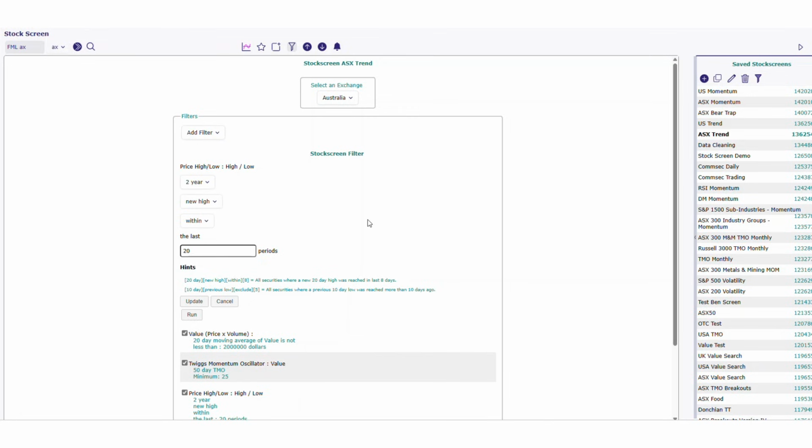Our next filter is a 2-year price high. We're looking for the stock having made a new 2-year high within the last 20 trading days. The reason for this is to eliminate stocks that have fallen steeply and then rebounded slightly. They're often picked up by our momentum filters as an uptrend. This eliminates them from the screen results.